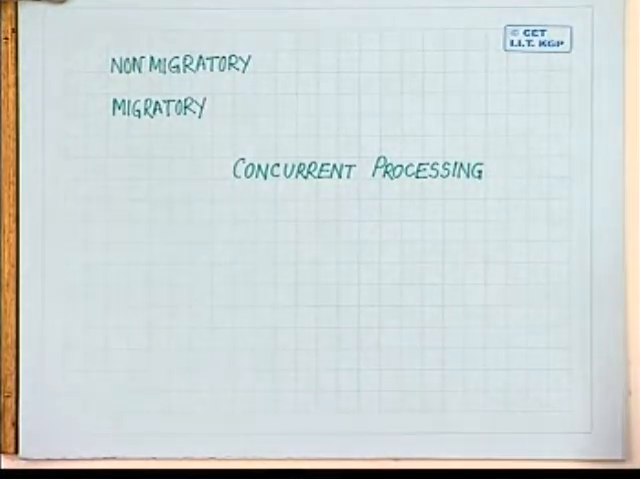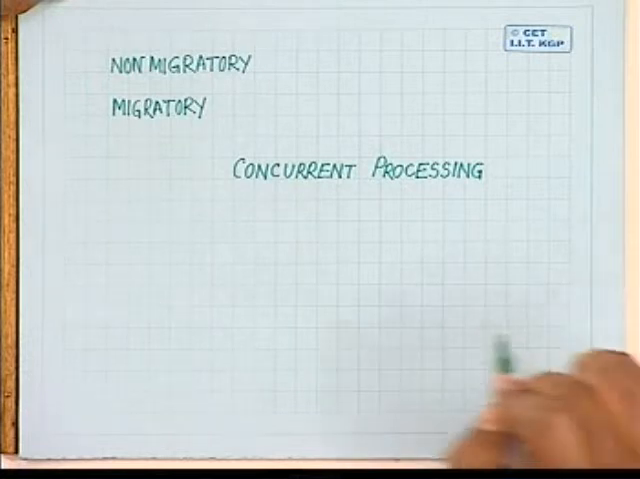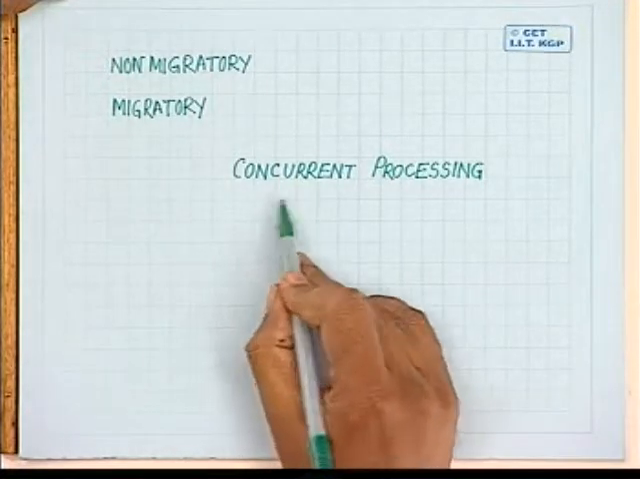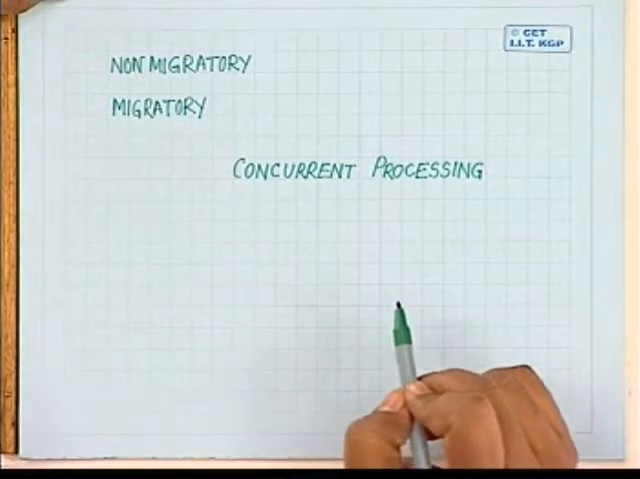Okay. So we'll come back to our scheduling in distributed environment sometime later. Before starting the scheduling, let us find out what concurrent processing is, and when you break a task into a number of subtasks, what conditions must exist for the subtasks to be executed concurrently.